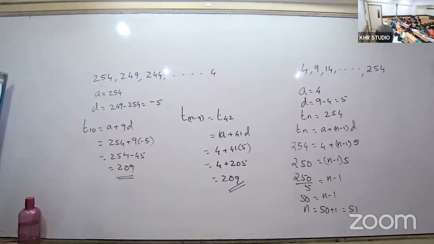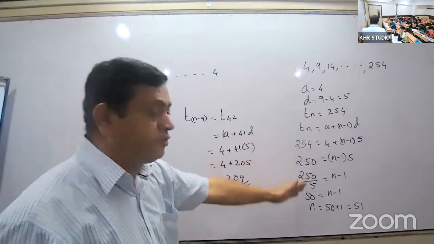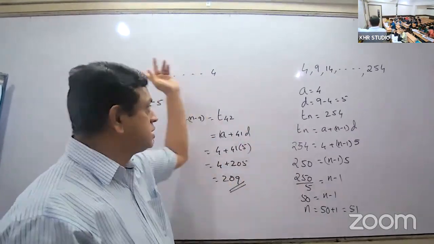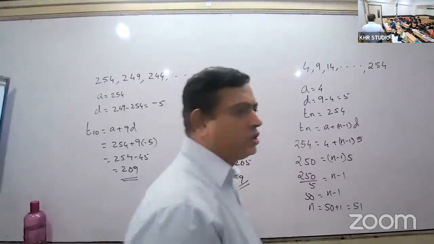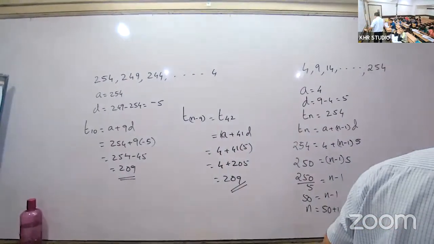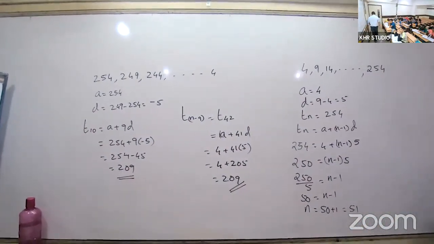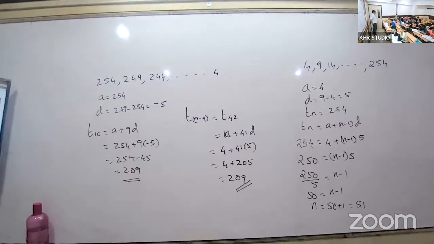So in this case, you don't need to find n in the second part. You can do it whichever way. Is that clear? Yes, sir. If there is any confusion, tell me and I'll explain it to you.